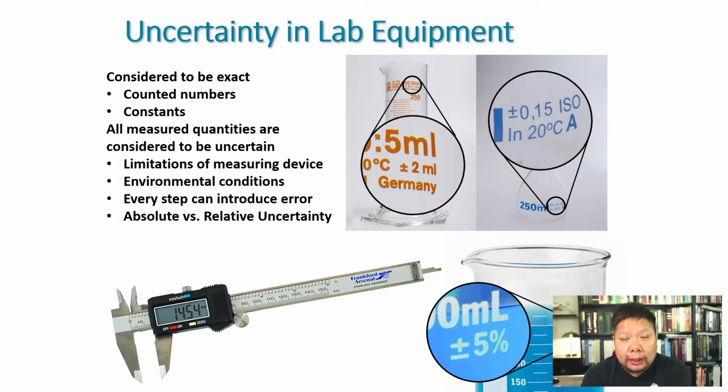So this is a 250 mL beaker, and off the top of my head, I don't know what 5% of 250 is. So let's see here, 0.05 times 250, that's 12.5. So if you use this beaker and you try to measure out 250 mL of water, you could be off by plus or minus 12.5 mL, right?